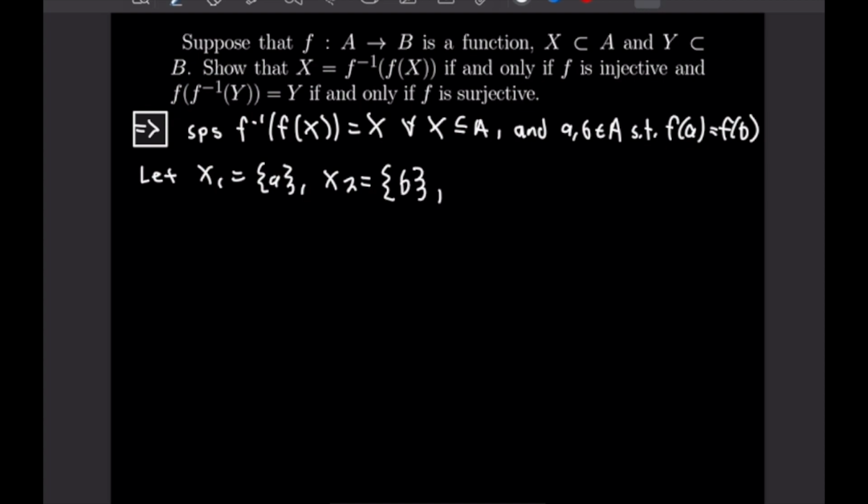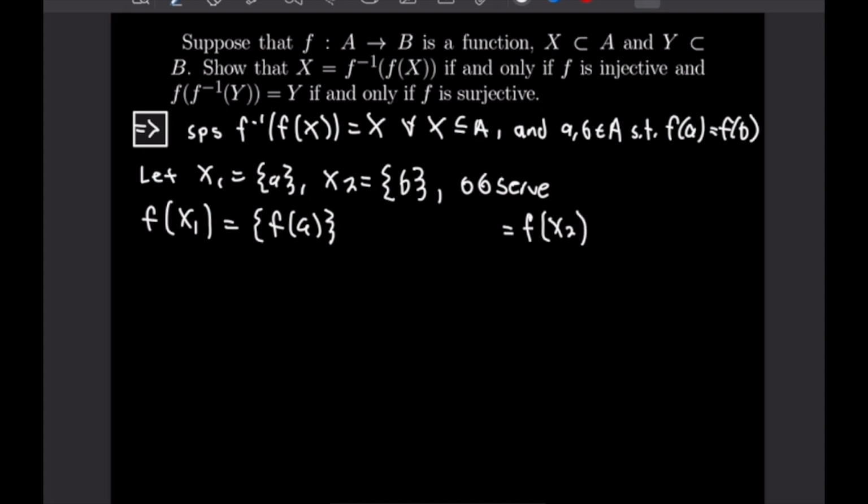And we want to observe the following: that the image of x1 is going to be equal to the set of f acting on a, as x1 is just the singleton a. And by the same logic, the image of x2 is going to be equal to the set of f acting on b. But if you recall from our definition up here, f of a is equal to f of b, which means that f of x1 is equal to f of x2. But from our definition of the pre-image of the image of x up here, that means we can write our singleton a in the following way.